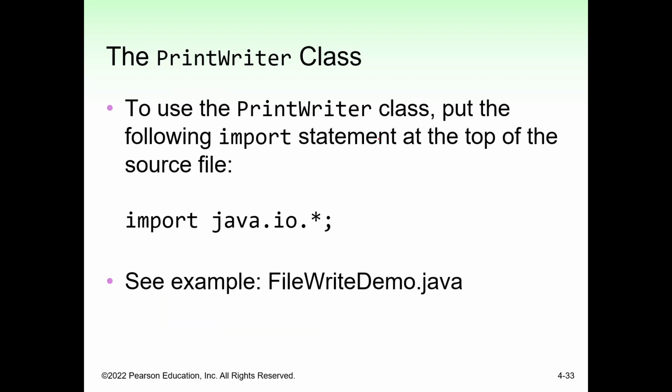Remember when we were talking about the Scanner class, we had to import java.util.Scanner. However, when we're using the PrintWriter class, this statement should be on top of your program, on top of your file. So this would be import java.io.*; with a semicolon at the end. So if you decide to use the PrintWriter class in your programs, this is what should be at the very top of your file.